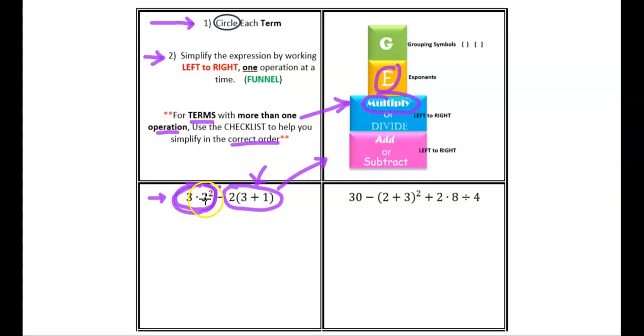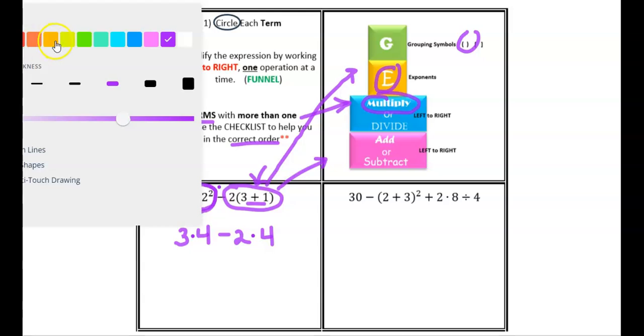So I'm going to go 3 times 2 squared. I'm going to take care of the 2 squared. So it's 3 times 4, exponents first. And then I'm going to say minus. And then this next one is 2 times the quantity, 3 plus 1. So I'm going to go to the checklist. And there are grouping symbols. There's parentheses. I'm going to do the addition inside that first. 2 times, because I'm going to do the addition, I can drop the parentheses and just say 4. 3 plus 1 is 4.